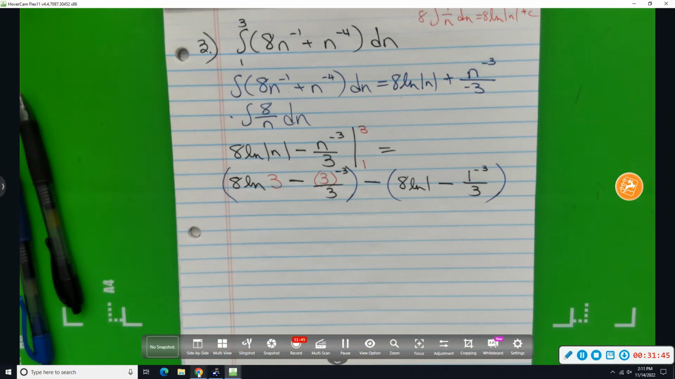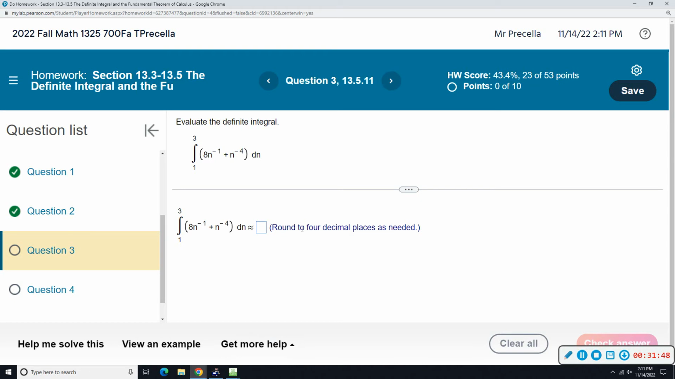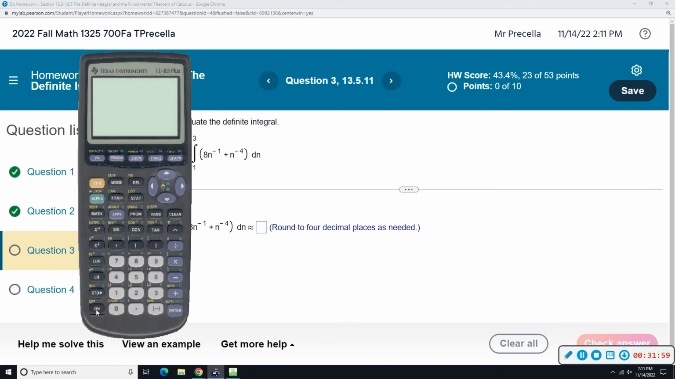Let me look here. Do they want the answer in terms of natural log? Oh, wait a minute. Round to 4 decimal places. So we're going to have to use our calculator and get a decimal approximation. 4 decimal places. 8 ln 3. Remember, if your calculator opens a parentheses when you press that ln, you have to close the parentheses, minus 3 raised to the negative 3 divided by 3.